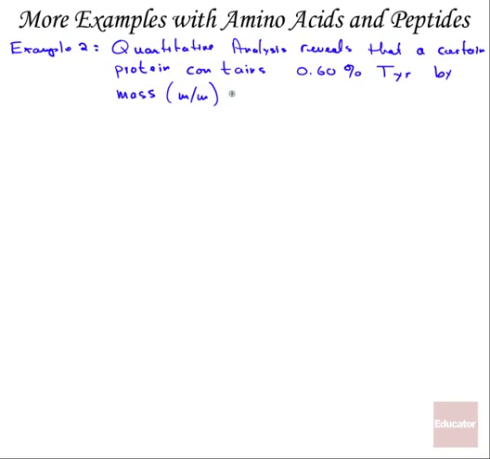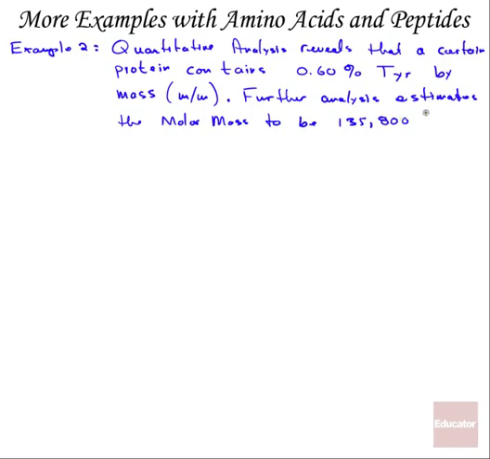It's the same thing. Okay, so further analysis estimates the molar mass to be about 135,800 grams per mole. And the molar mass of tyrosine is equal to 181 grams per mole. So this is the information that's given to you.